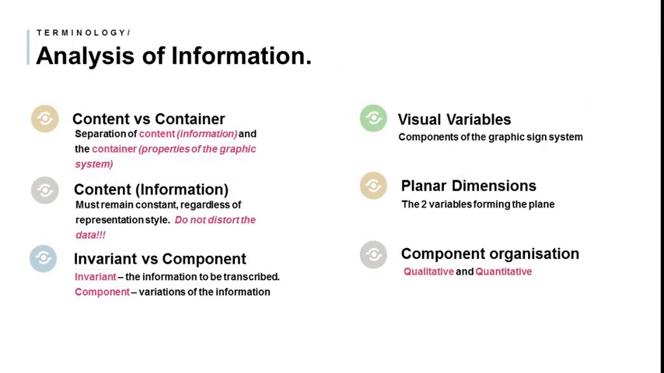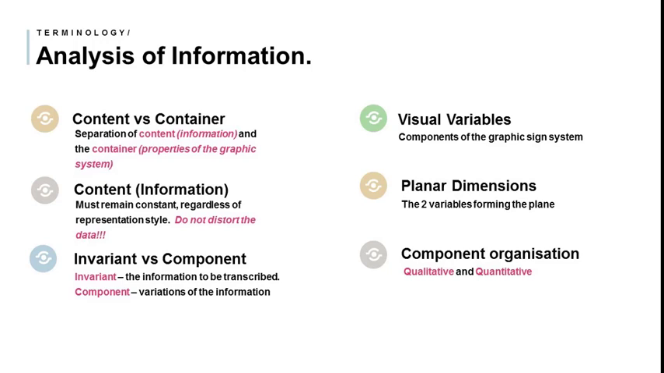Here we introduce some terms we'll be using that originate in the work of Bertin. The content will be the information that we want to communicate, and the container is the graphic system, the ways in which we design and present that information. While the container is a design, an intervention used to present the data, it needs to be true to the content to protect the veracity of the data.